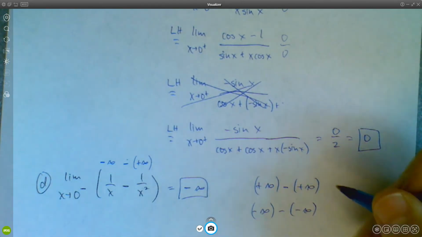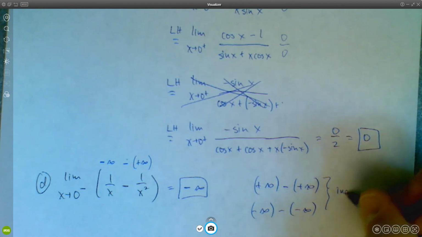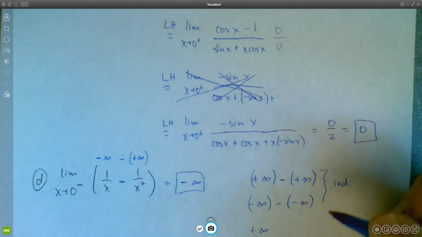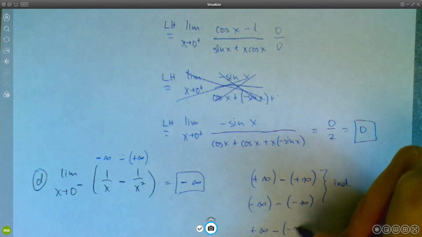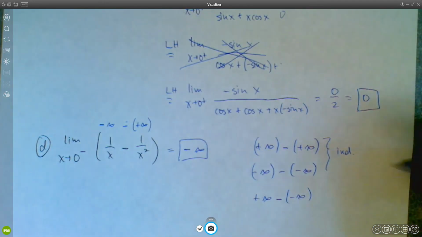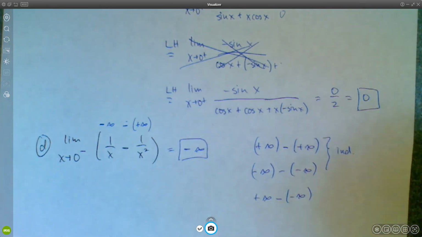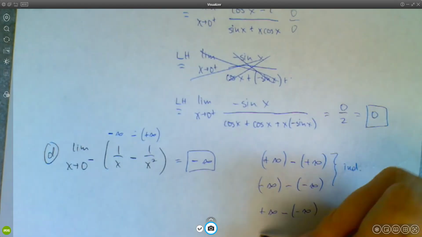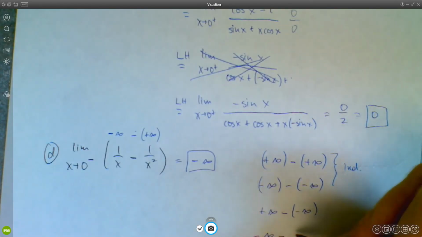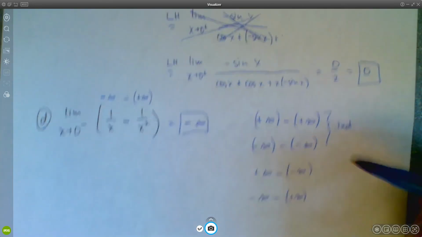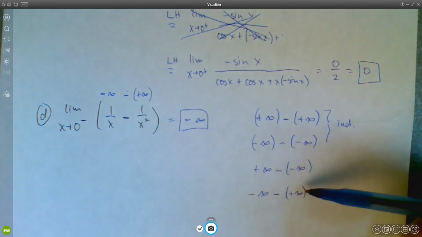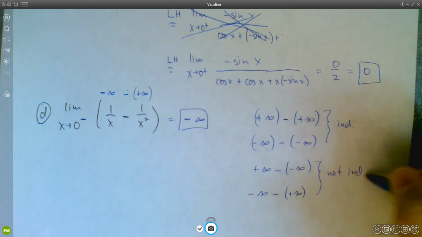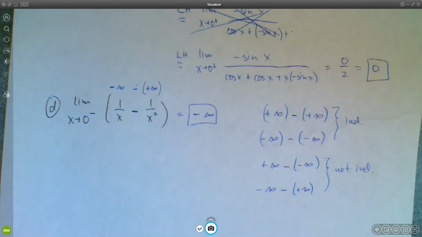Okay, so these two would be indeterminate. But if you have a positive infinity minus a negative infinity, that's not indeterminate. That's just infinity plus infinity, right? That's not indeterminate at all. Or if you have, like in this case, a negative infinity minus a positive infinity, again, not indeterminate. This is just negative infinity minus infinity, right? These are not indeterminate. Anyway, so that's that.